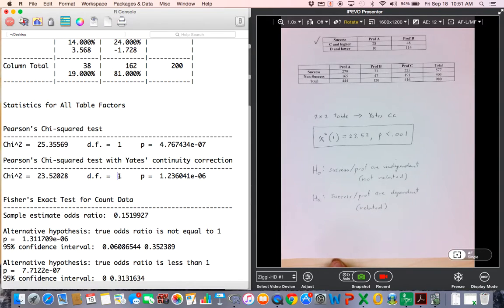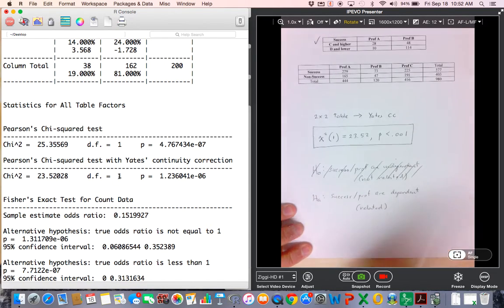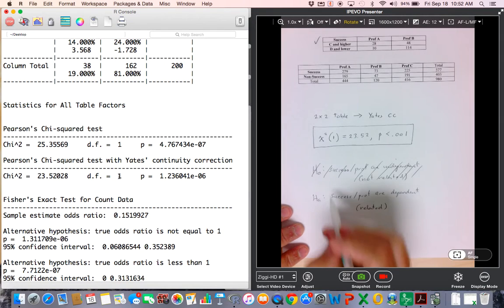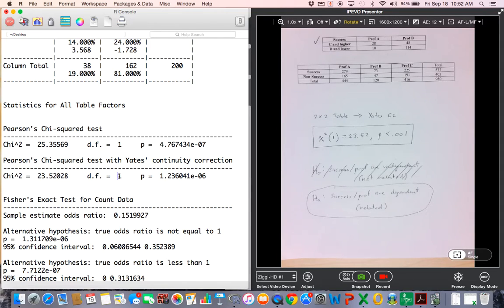related. So because my p-value is less than 0.05, the game that we'll play here is we'll reject the null hypothesis, and usually we don't get that dramatic and draw lines through it, but based on the data that we've collected, it's more believable that success and professor are dependent. Okay?